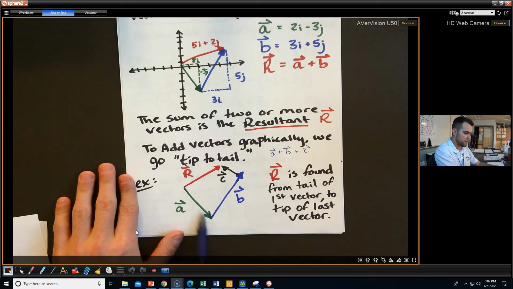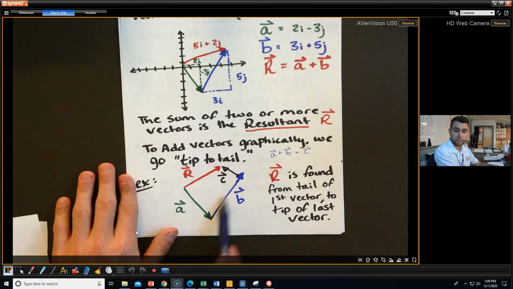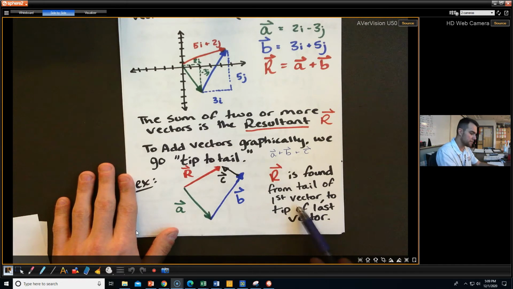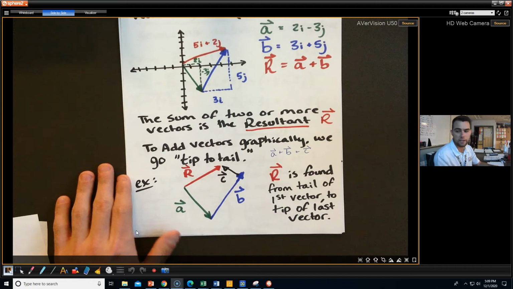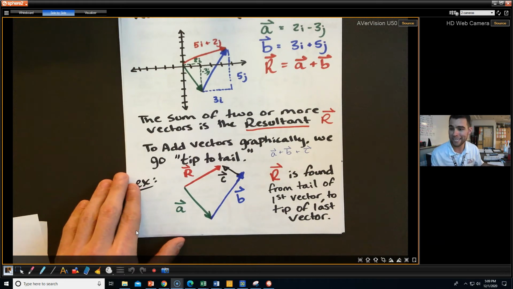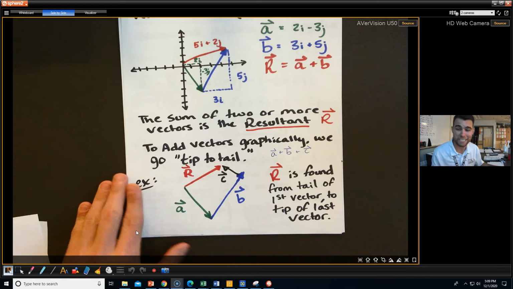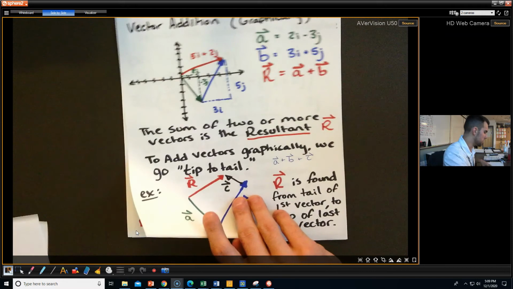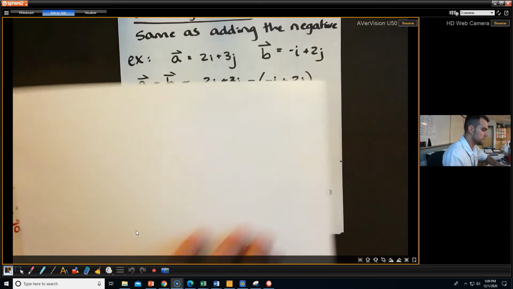So that's kind of how you add these guys up. You go from here to here, and then the next one is going to continue, then the next one's going to continue. The resultant is, well, tail of the first vector, tip of the last vector. Why is this important? We're going to see when we get into more geometric figures working with vectors that this might come in handy when figuring out how vectors are oriented in space. And so it will be of use to us.